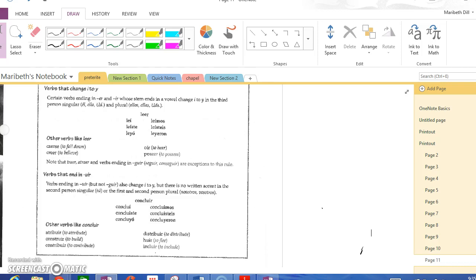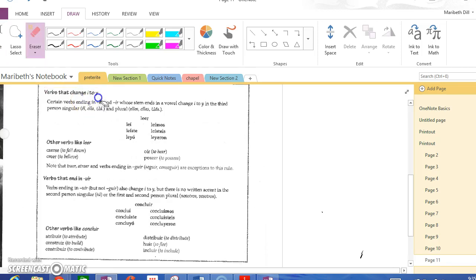Okay, some of you have seen this last year. We spent some time on it. It's strange, it's weird, but it's something that we need to spend a little extra time on. So the first set is called verbs that change I to Y. Okay, it's not really a stem change. It's more of a spell change, and I think you'll understand why.